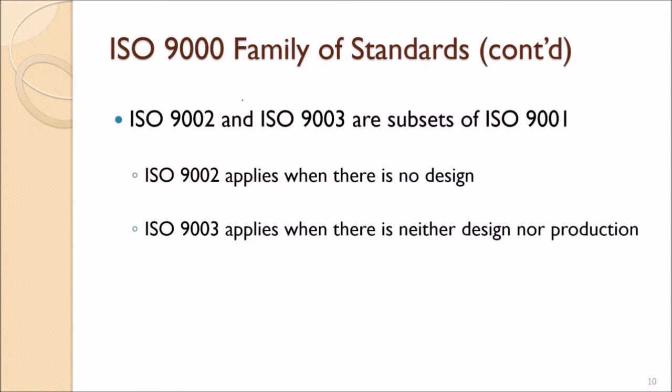ISO 9002 and ISO 9003, these are subsets of ISO 9001. So ISO 9002 applies when there is no design. ISO 9003 applies when there is neither design nor production.